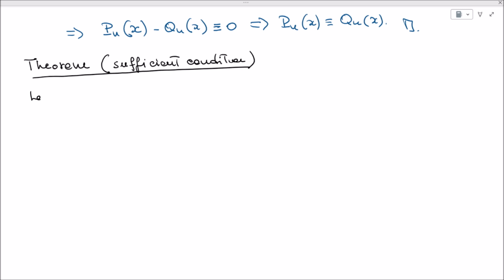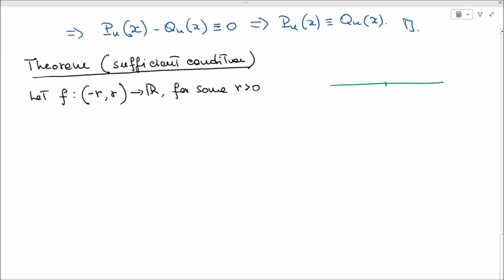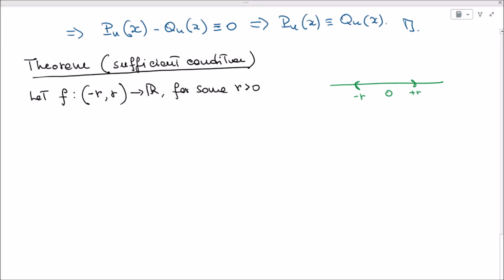So let f be a function defined in a neighborhood of the origin. Basically that means in an open interval from minus r to r with values in R, and this for some r larger than 0, right? So we are referring now to a situation like this. We have 0 here, this is plus r, and this is minus r. Okay, so this is the interval where the function is defined.